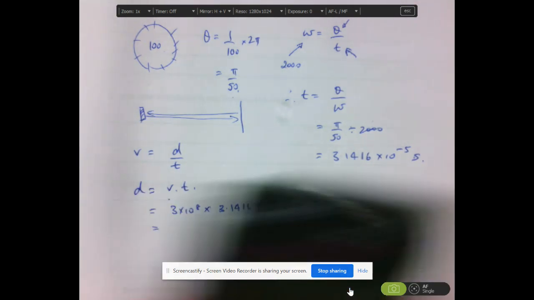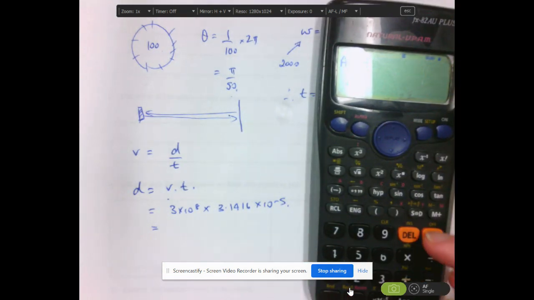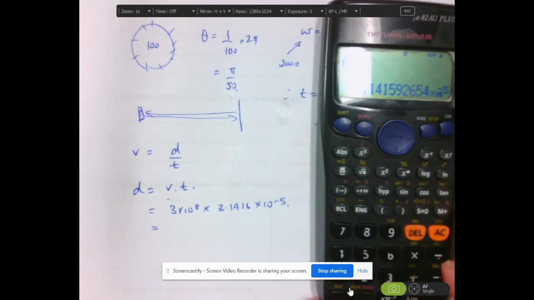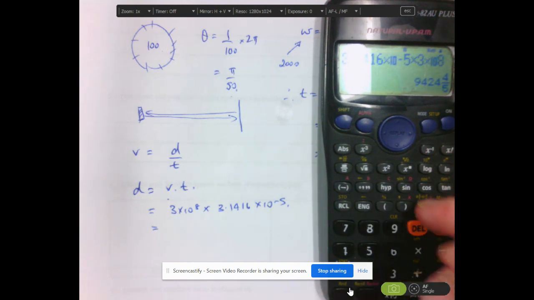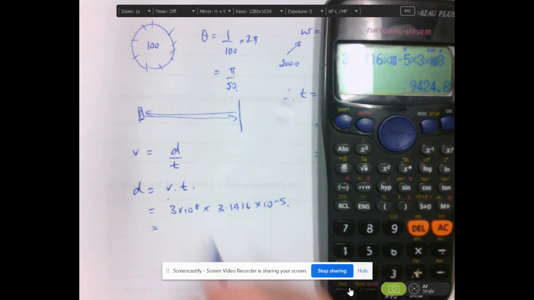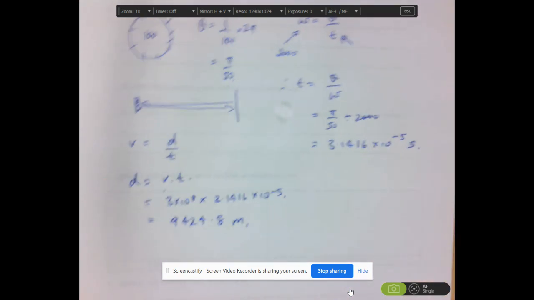So the distance that it needs to do it, so that's the time, and we need to multiply that by 3 by 10 to the 8th. I've now got to type it all in. So it's 3.1416 exponent minus 5 times 3 exponent 8. So it is 9,424.8 meters. Now, let's interpret that.